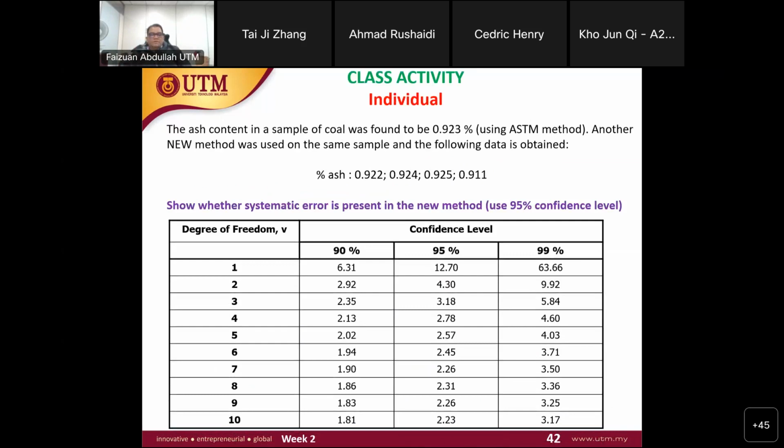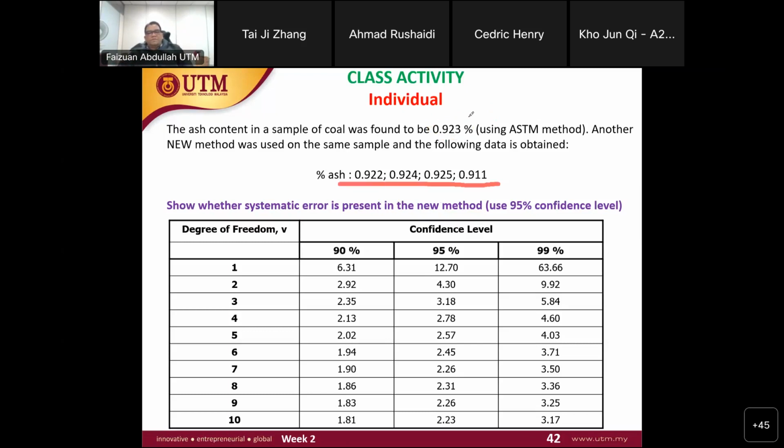The next question is, the ash content in a sample of coal was found to be 0.923% using a standard method. Okay, this is a standard method, right? So when you see that in the question, they said already that it is using the standard method. So this is the mu, the true value. Another new method was used on the same sample and the following data is obtained. So this is a new method that has been developed.